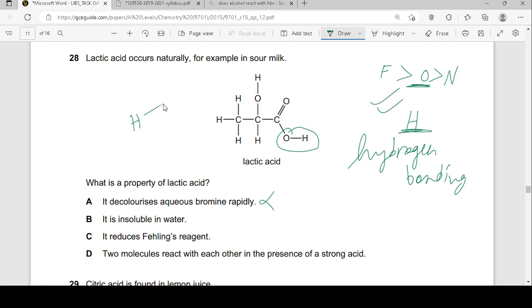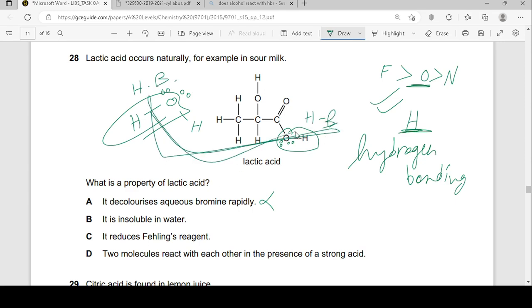And water, which is HOH, has lone pairs on the O as well, so it's one of those atoms with a lone pair. HOH also has hydrogen bonding. So if this is hydrogen bonding and this is hydrogen bonding, that means this lactic acid is soluble in water. So 'it's insoluble in water' is wrong.